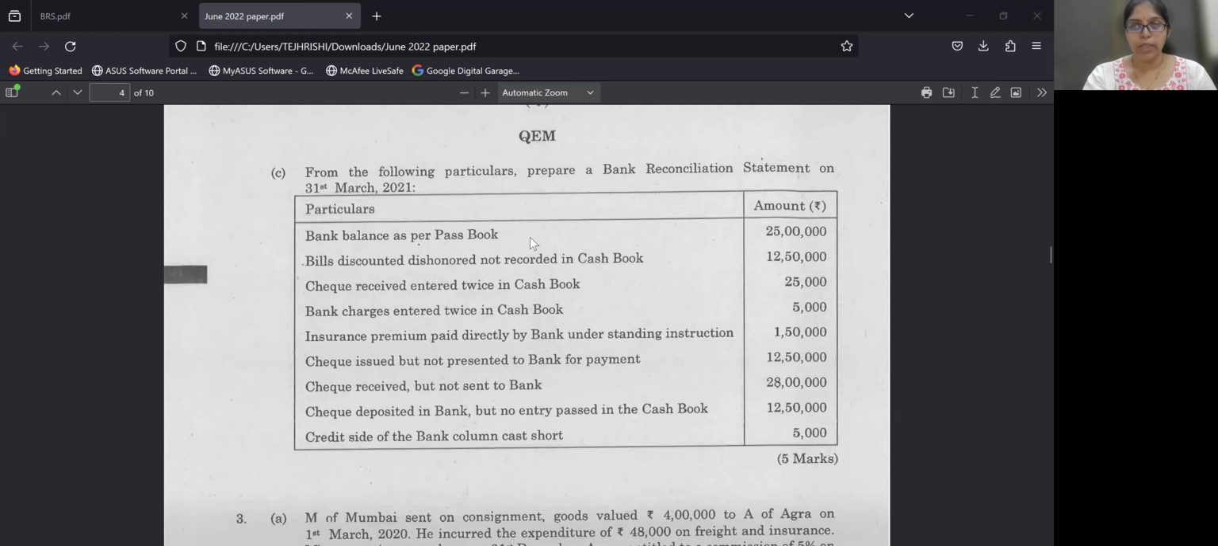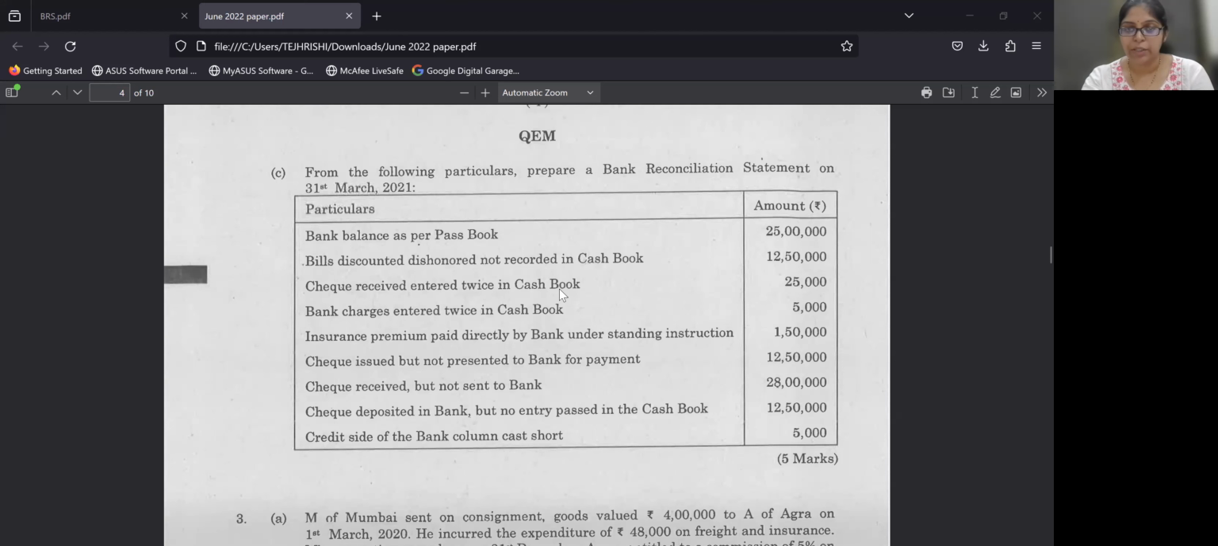Here you are able to see: from the following particulars, prepare a bank reconciliation statement as on 31st March 2021. What details have we been given? Let's look into that. Bank balance as per passbook, 25 lakhs. Bills discounted, dishonored, not recorded in cash book.